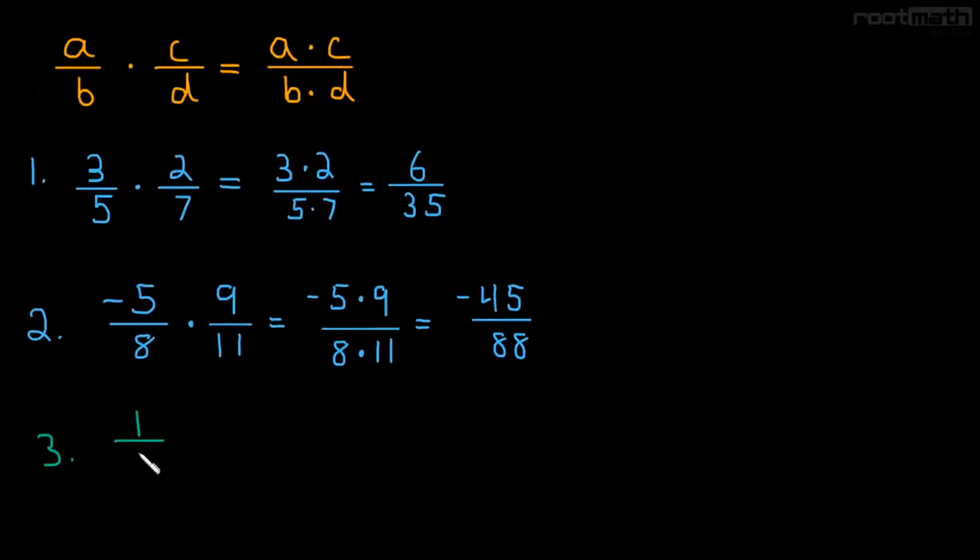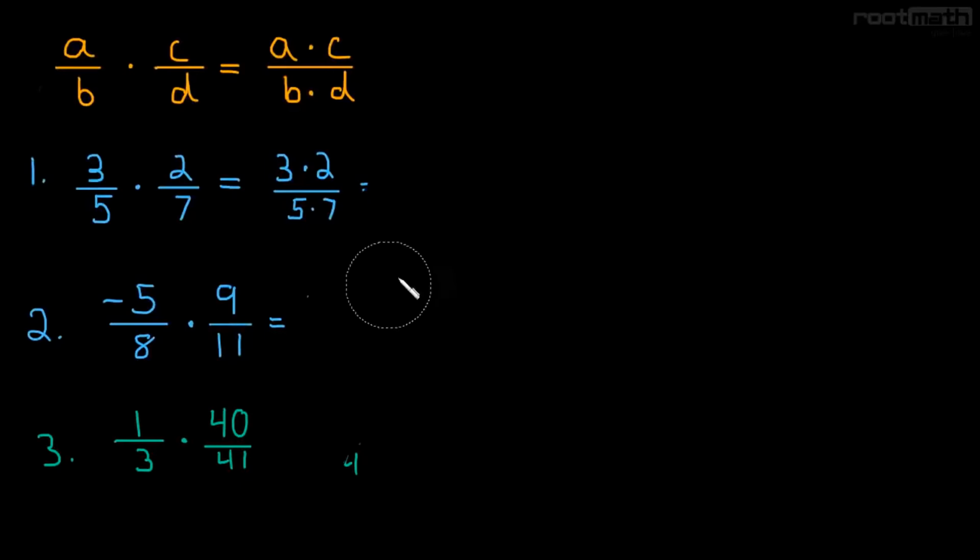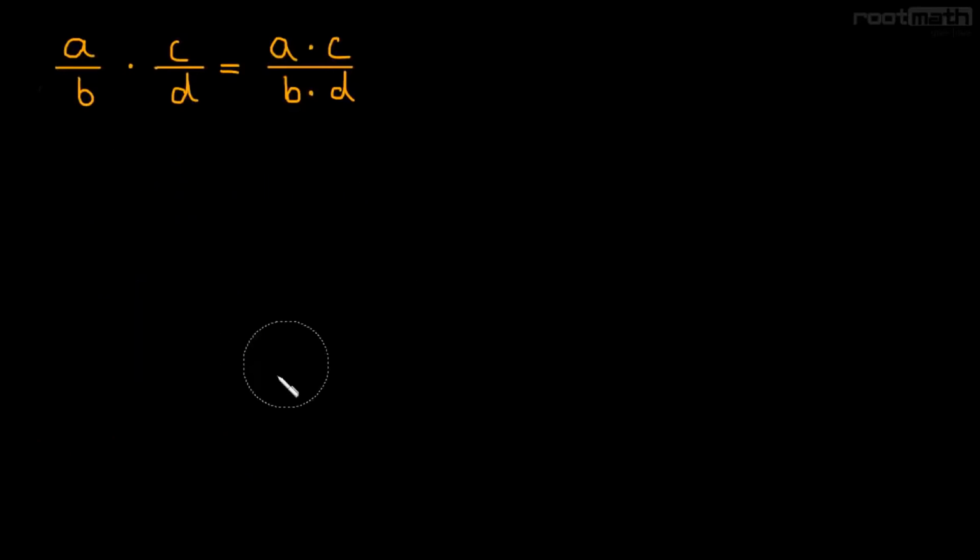How about 1/3 times 40 over 41? Well, 1 times 40 is just 40 over 3 times 41. So this is 40 over 123. Okay, so we figured out how to multiply fractions. It's really, really simple. But you might have a question lingering.